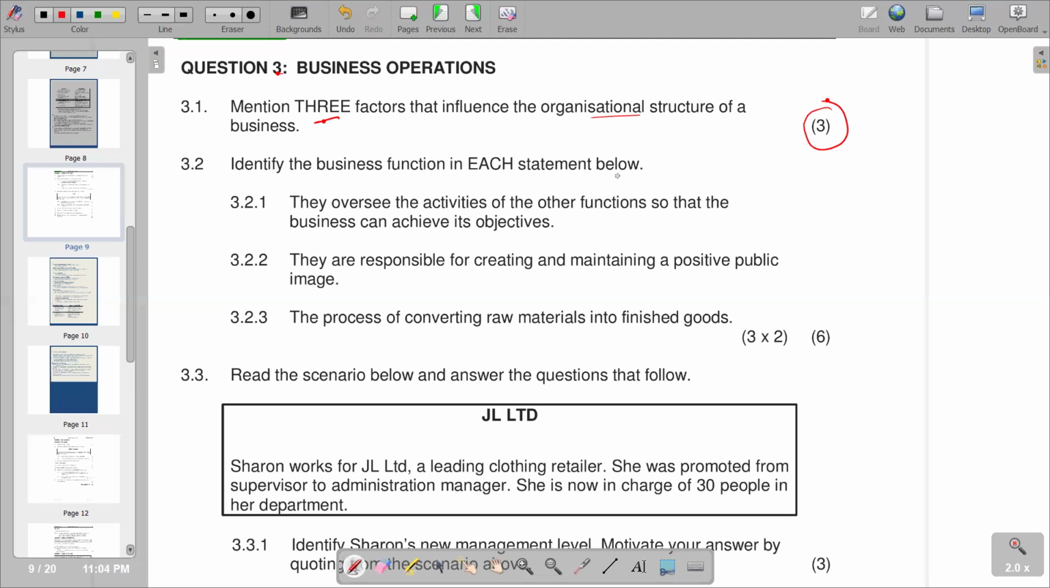We say identify the business function in each statement below. The functions so that the business can achieve its objective, and we know that C is the general management, so obviously here we are saying management. Positive public image.